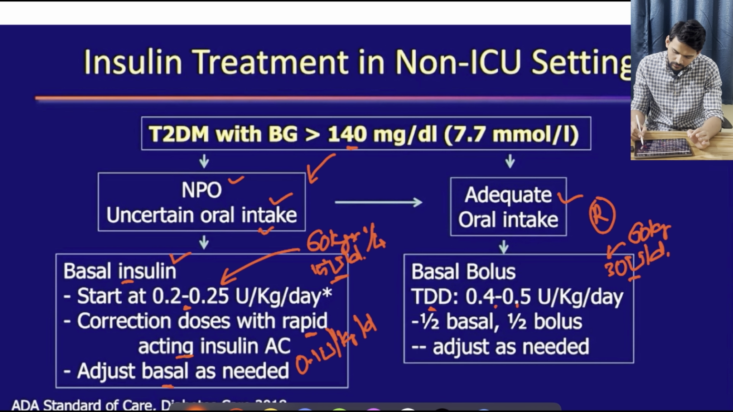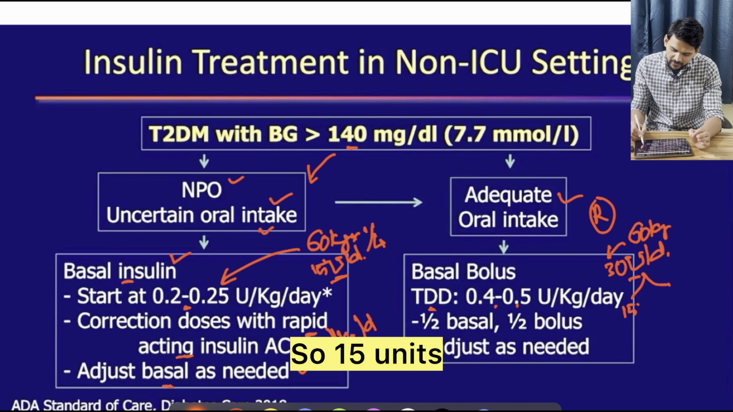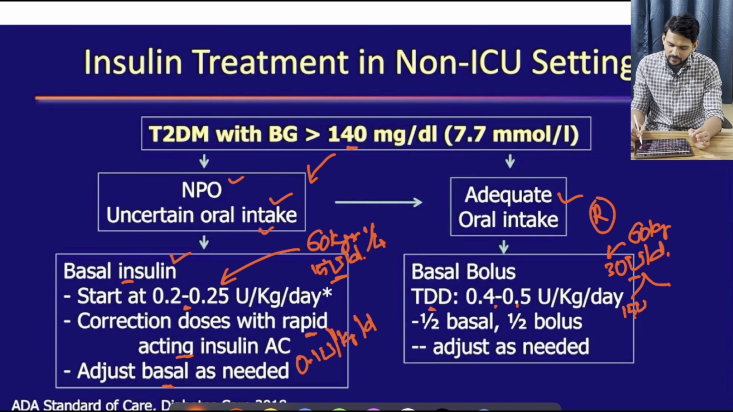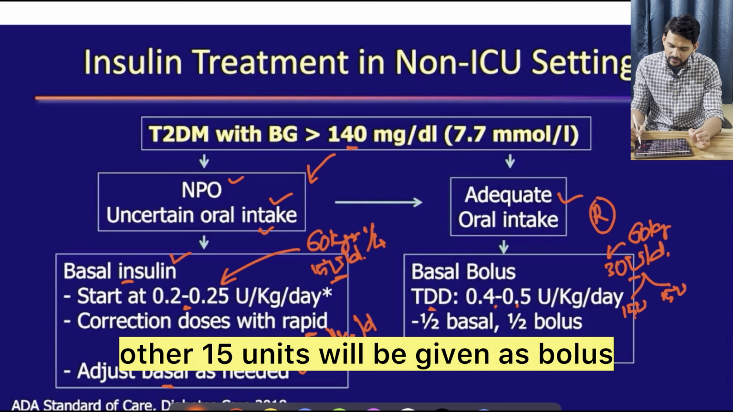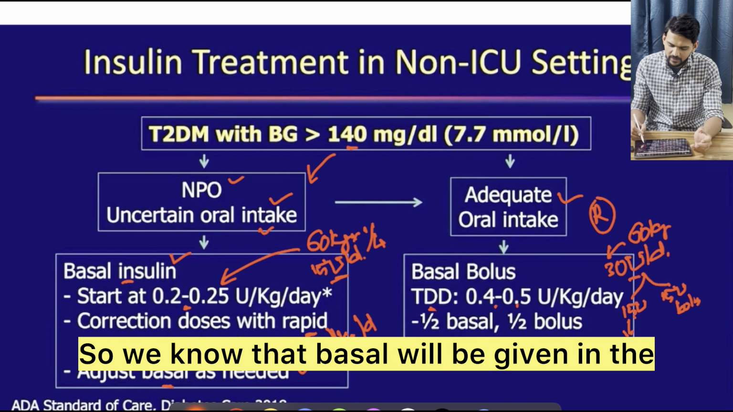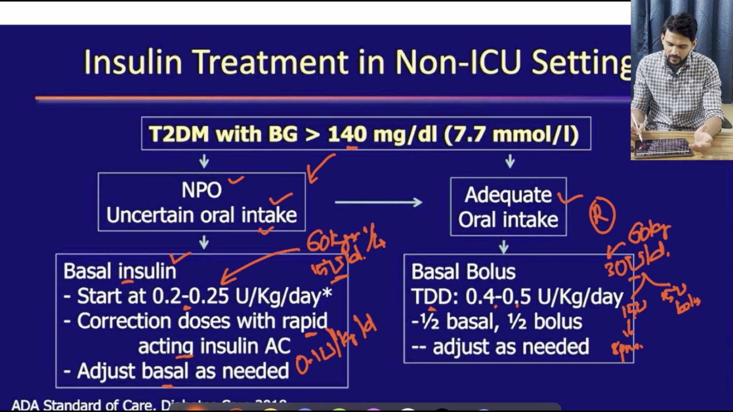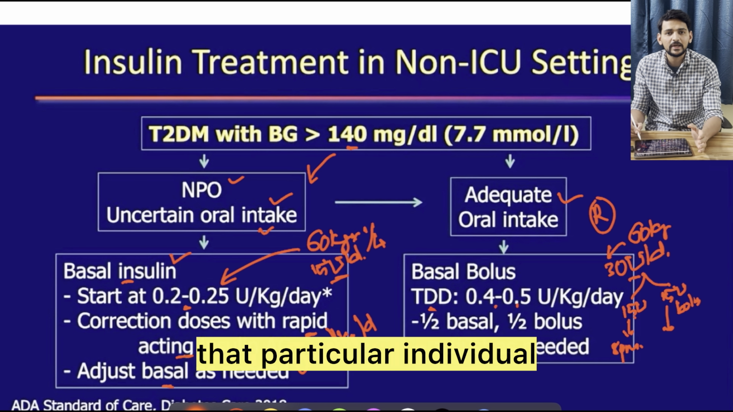So now what we have to do? We have to divide it into half. So 15 units will be basal. Other 15 units will be given as bolus. So we know that basal will be given in the evening time, for example 8 or 10 p.m. Then these 15 units we can divide according to the intake of meals of that particular individual.